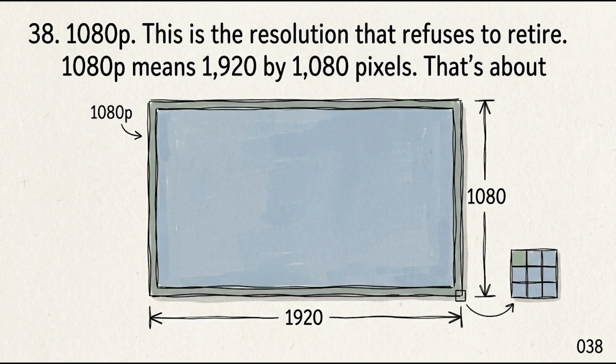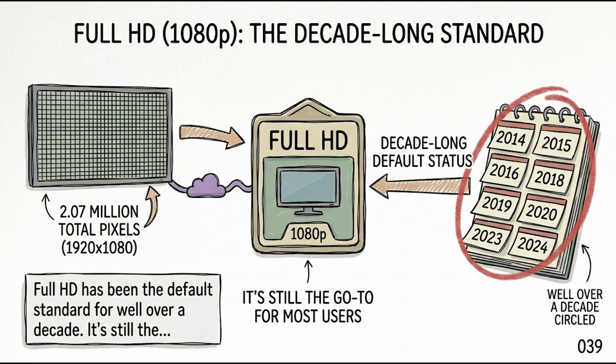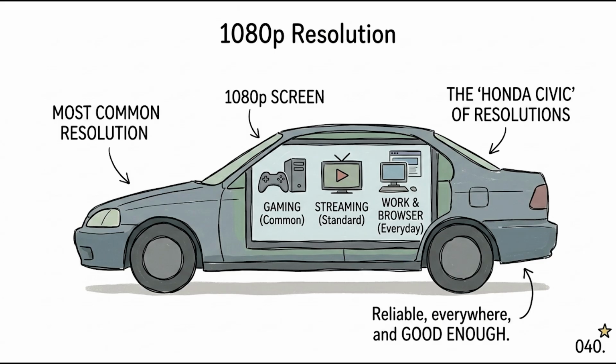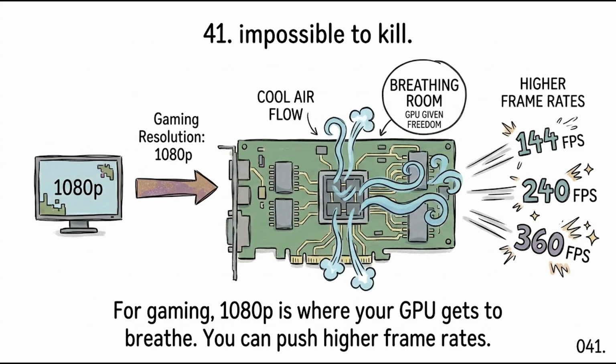1080p. This is the resolution that refuses to retire. 1080p means 1920 by 1080 pixels. That's about 2.07 million total. Full HD has been the default standard for well over a decade. It's still the most common resolution in gaming, streaming, and everyday work. It's the Honda Civic of resolutions. Reliable, everywhere, and impossible to kill.